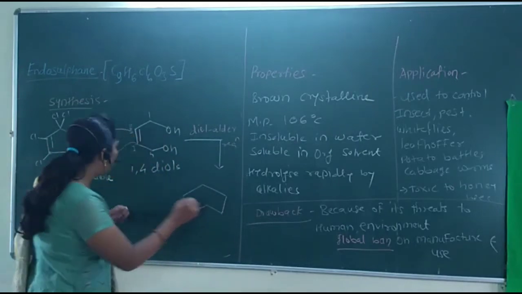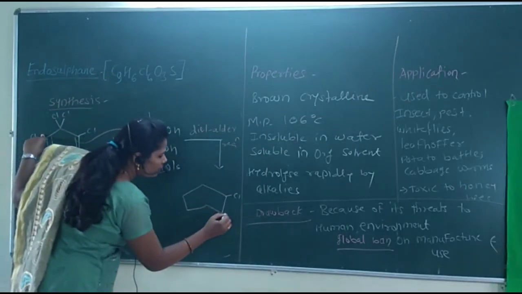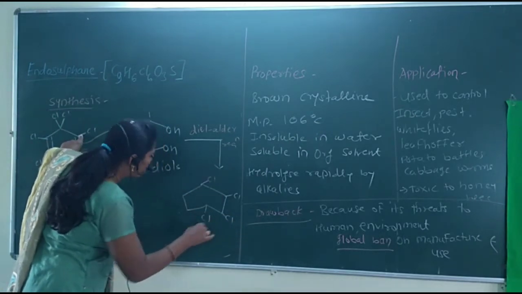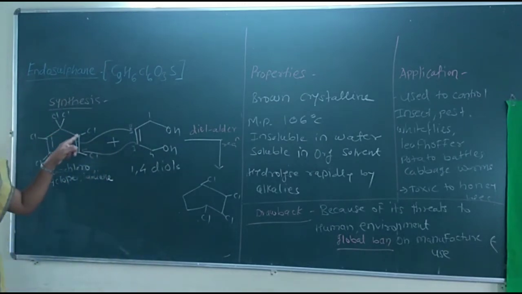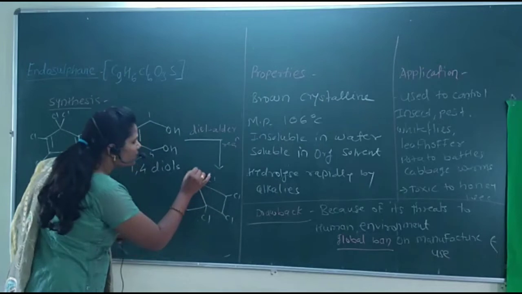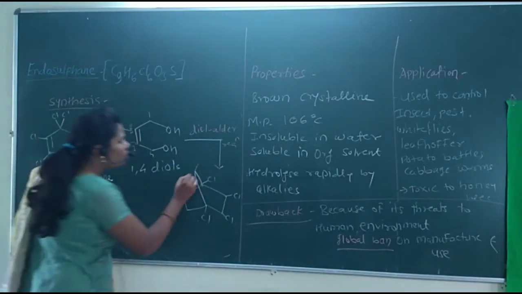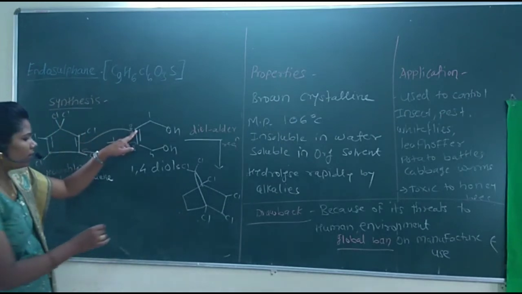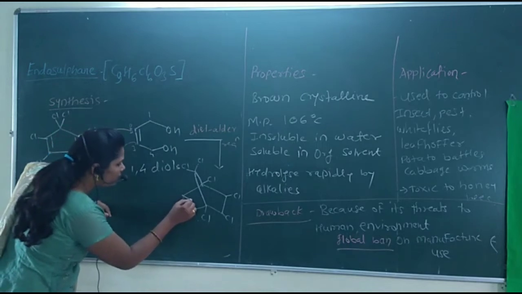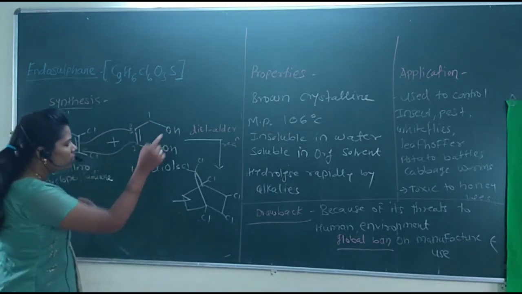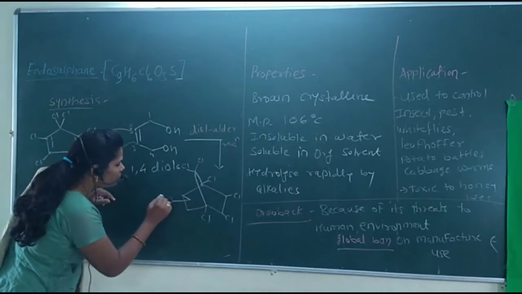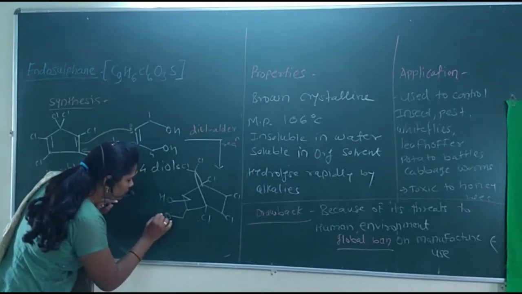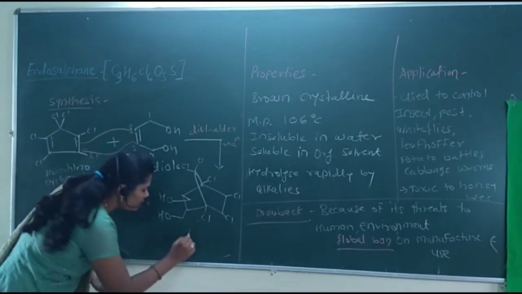Here these 2 chlorines are attached here, and these 2 chlorines are attached here. And this is a bridging compound. At this bridging position there are 2 chlorines, and this carbon is bonded to CH2OH. Also this carbon is bonded to CH2OH like this. Okay, this is called the adduct.